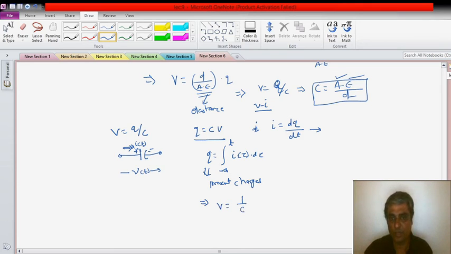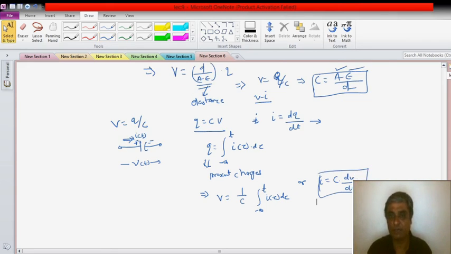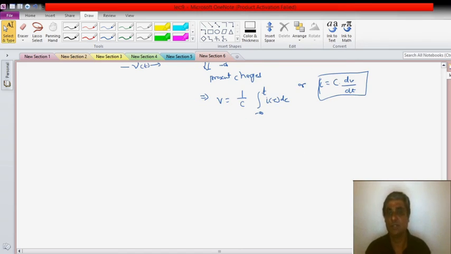So it will be 1 upon C integral minus infinity to t I of tau d tau, or in current form, what will it be? C into dV by dt. If it is a differential form, there is no initial condition, but if it is an integral form, the voltage across the capacitor will be 1 by C integral minus infinity to t I of tau d tau.